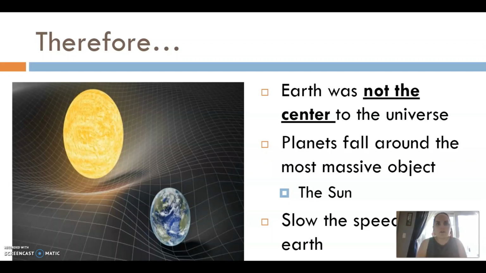And this was a crazy idea to come up with at this time, right? Because we all believed that Earth was the center and everything was surrounding the Earth. Not true. Earth was not the center of the universe. And so again, that has to do with the mass. So there had to be another massive object within our system that was causing us to continue in this orbit.